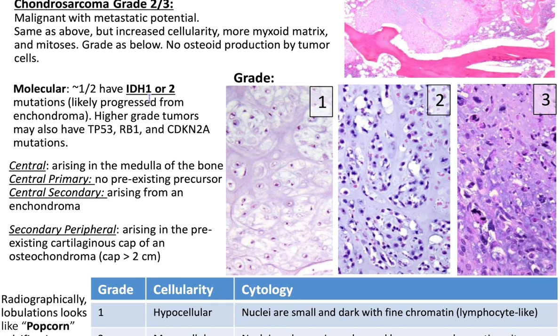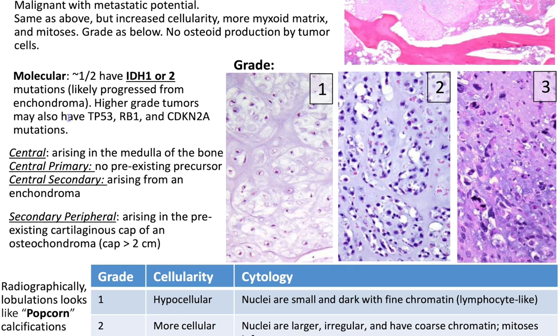Grade 1 and 2 are associated with IDH1 or 2 mutations, and remember, your enchondroma is associated with IDH1 or 2, so it suggests it likely progressed from an enchondroma. Higher grade tumors, your grade 3s, may also have TP53, retinoblastoma 1, and CDKN2A mutations.